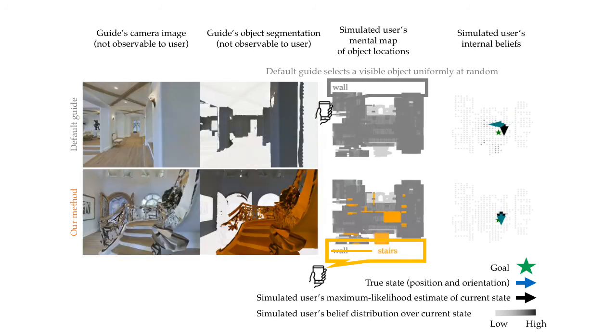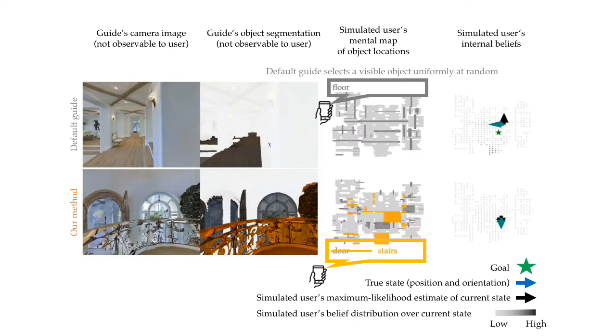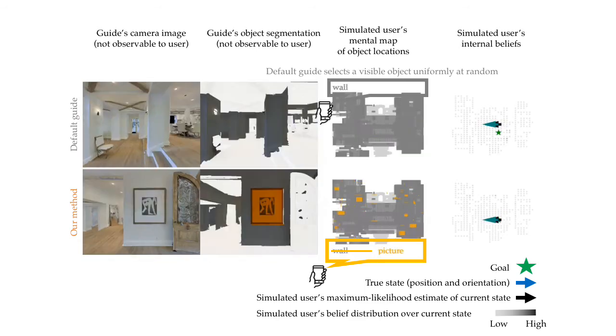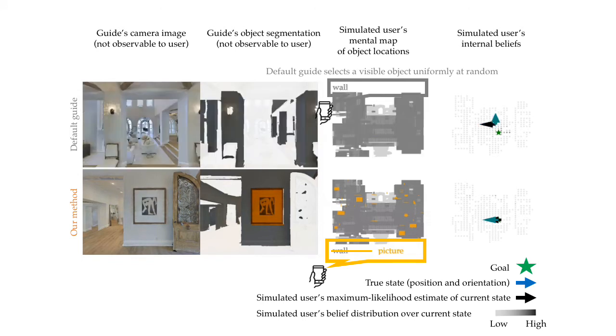Our method improves upon the default guide by optimizing the choice of object information to give the user. This tends to result in more accurate user beliefs and, as a result, the user taking less time to reach their goal.